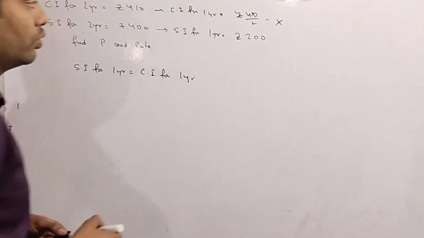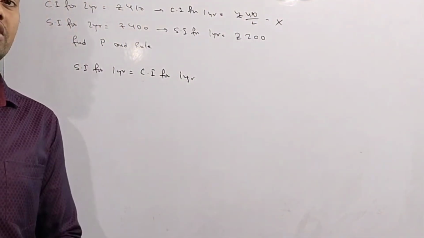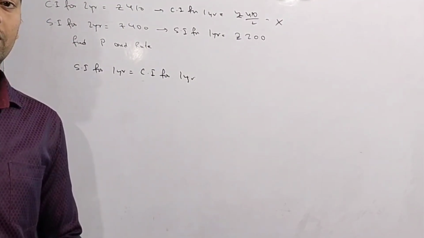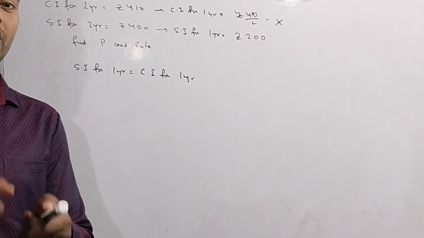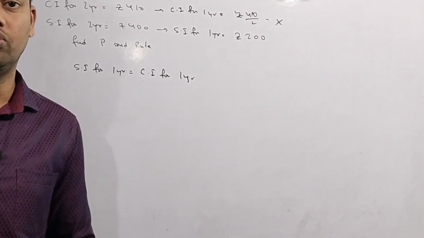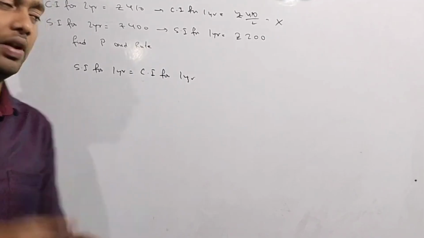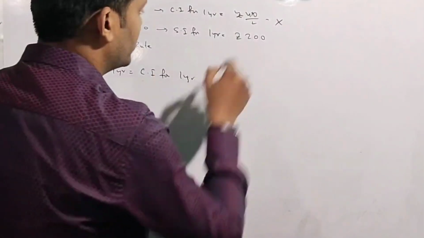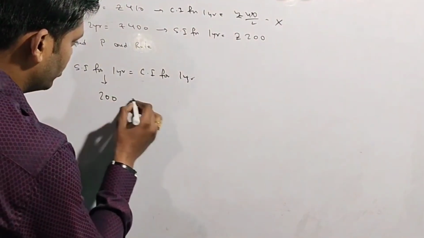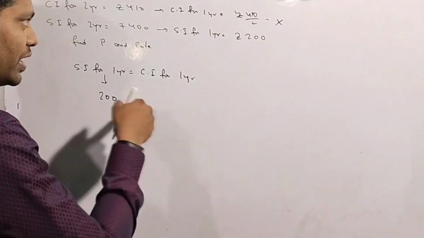Why not? As I told you, if you look at the previous example, the compound interest for the first year and the second year are not the same, they are different. Because it is not calculated on the initial value, we cannot divide it by 2 for compound interest. But we can do it for simple interest because it is calculated on the initial value. So simple interest for the first year is 200. So that will be equal to compound interest for the first year.